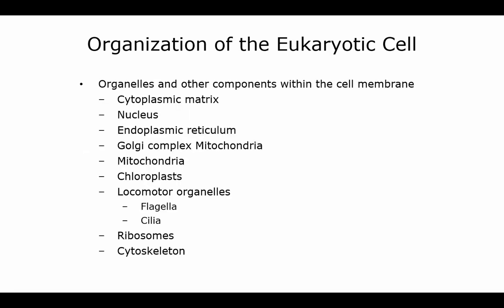Now, the organelles that are within the cell membrane, of course, you've got a cytoplasmic matrix. You've got the nucleus that contains the genetic material, an endoplasmic reticulum. You've got the Golgi complex and the mitochondria, a little typo there. Also chloroplasts, and then some organelles that function for locomotion, the flagella and the cilia, ribosomes, and the cytoskeleton. And hopefully by now you're familiar with what all of these do, but we'll be talking about that as we go through. You might need to review some of these if you need to.